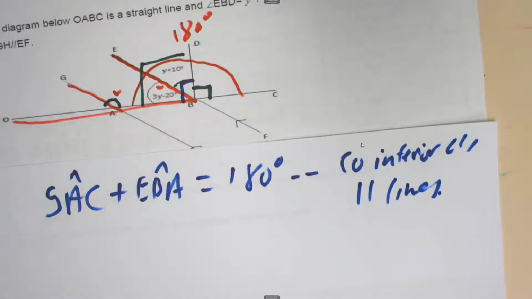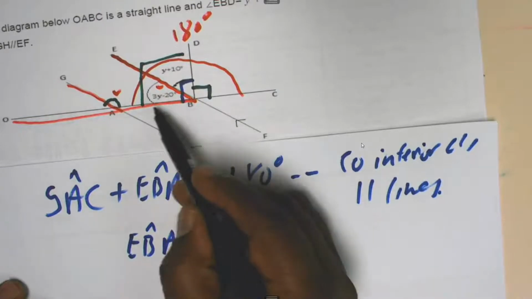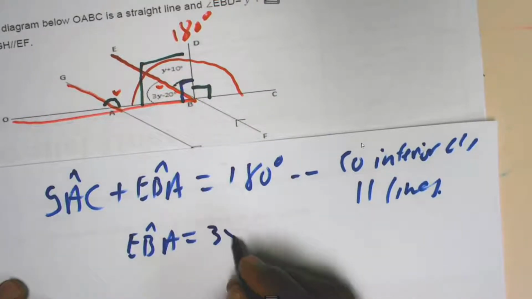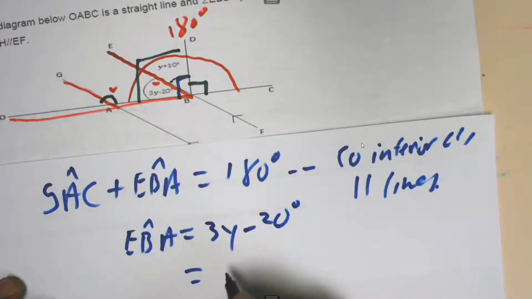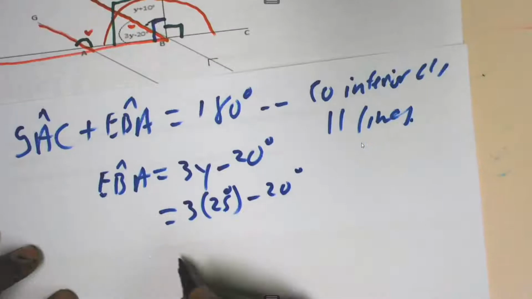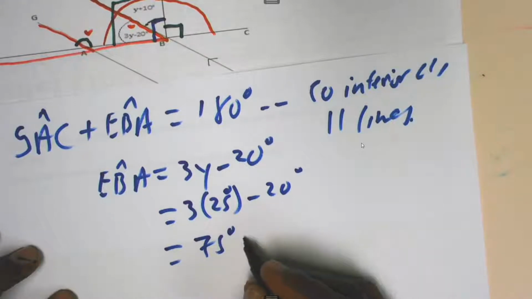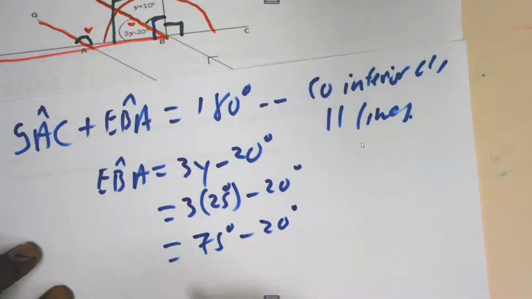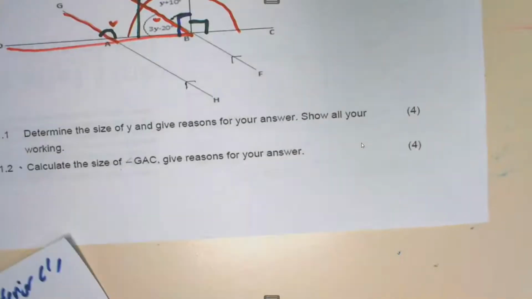We're looking for GAC. But now EBA is 3y minus 20 degrees. But we've just calculated our y as 25. In other words, where there is y, you put 25, and then you apply your maths. 3 times 25 is 75, minus 20 degrees. Therefore, EBA is 55 degrees. You have answered your question there.